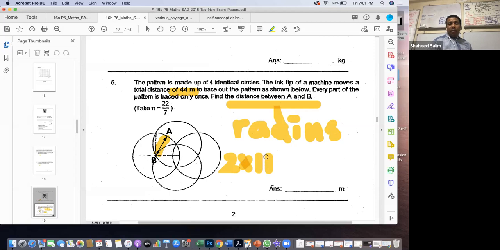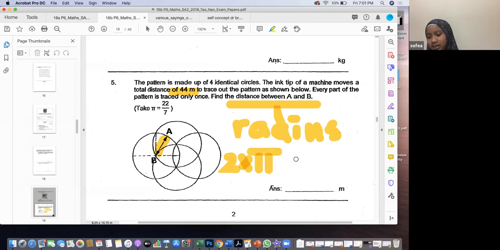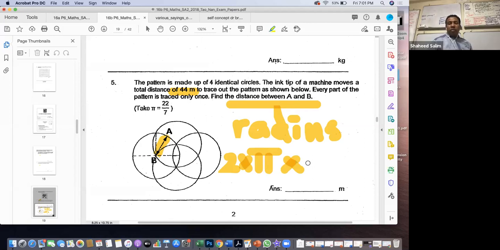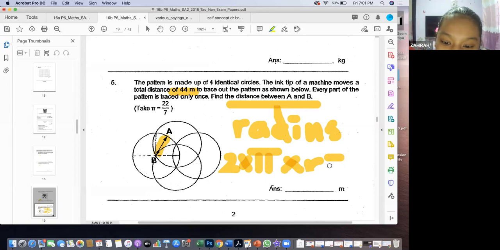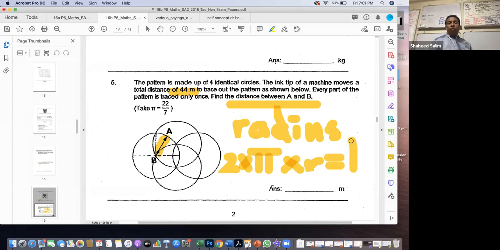Pi. You must remember 2 times pi times r equals to 11. Because this is the formula for circumference, 2 pi r equals to 11. Or if you do not want, we can put pi times d.